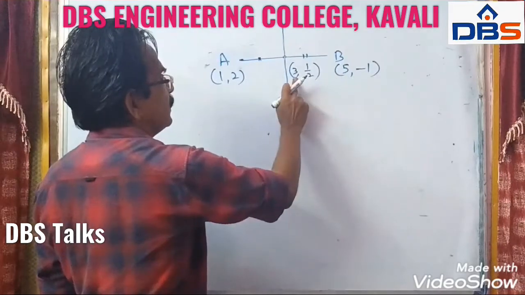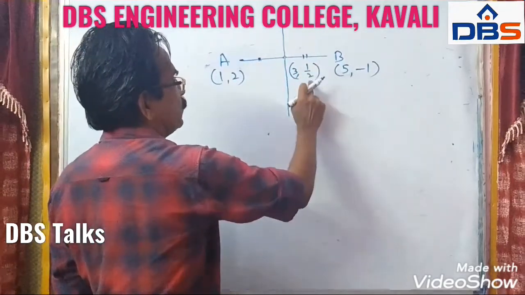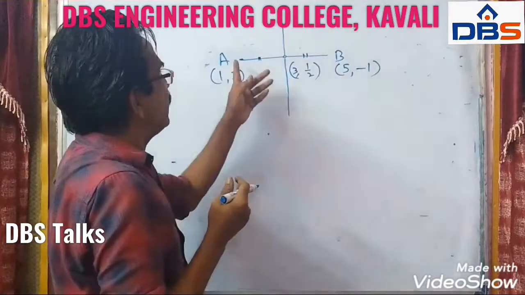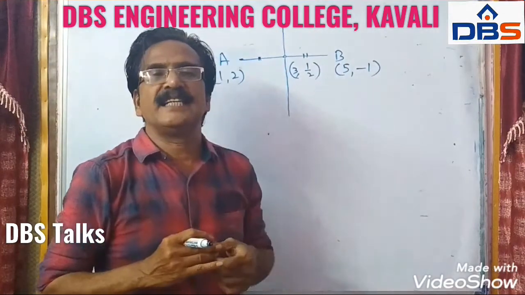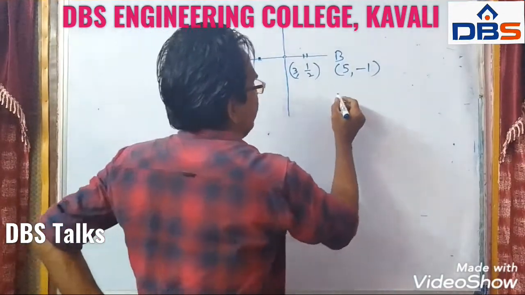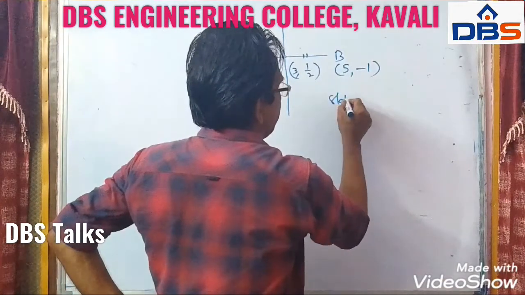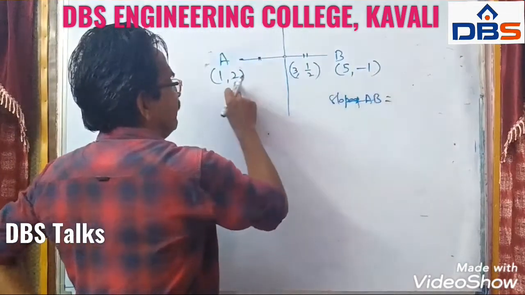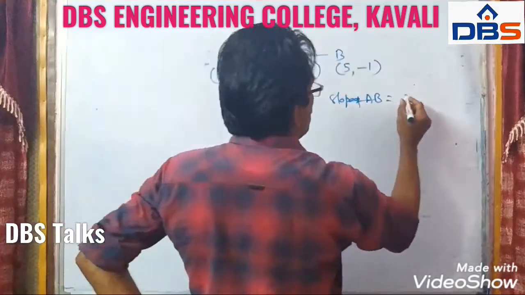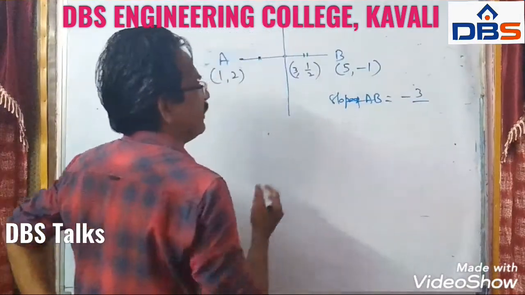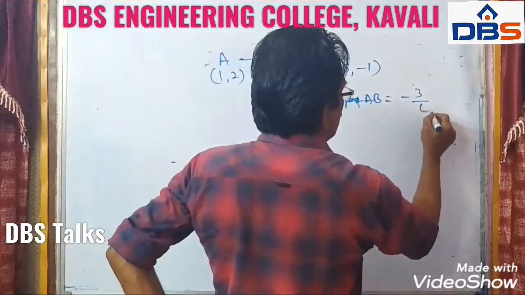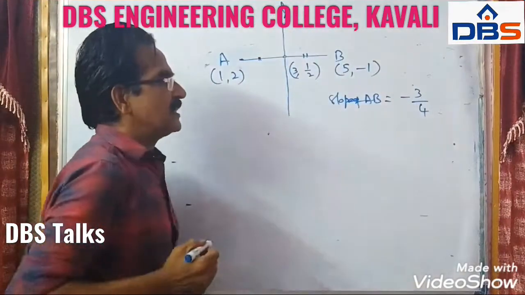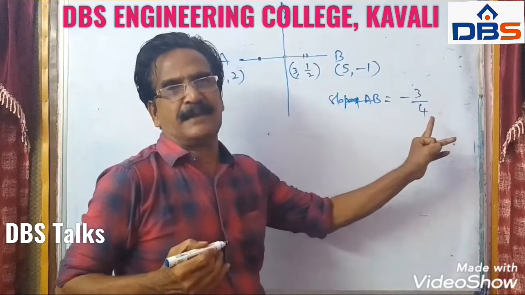(1 plus 5)/2, that is 3. (2 minus 1)/2, that is 1/2. And we want the slope of this line. Since this line is perpendicular to AB, let us find the slope of AB. Slope of AB is (y2 minus y1) by (x2 minus x1), which is (minus 1 minus 2) by (5 minus 1). So the slope of AB is minus 3 by 4.